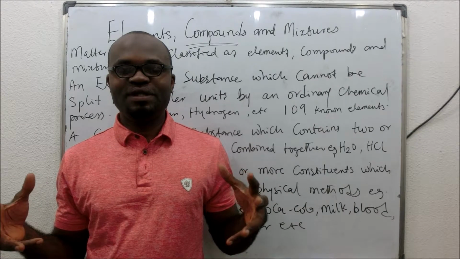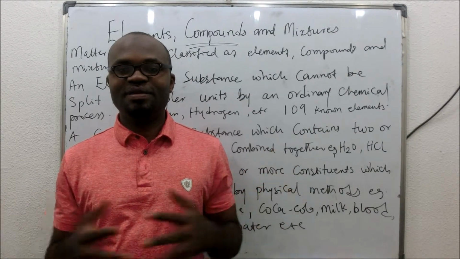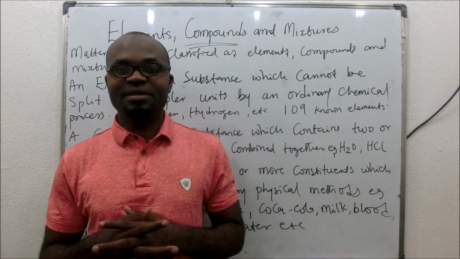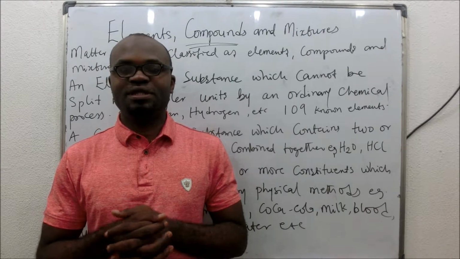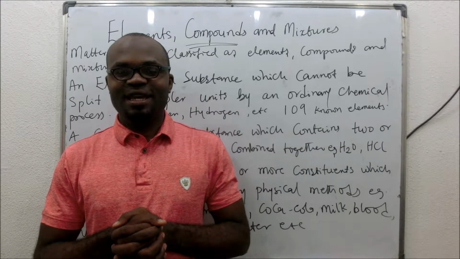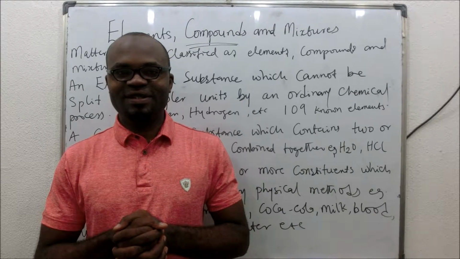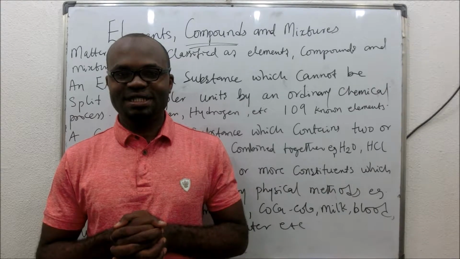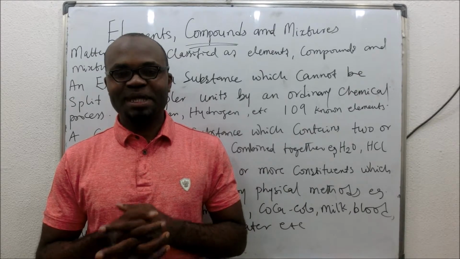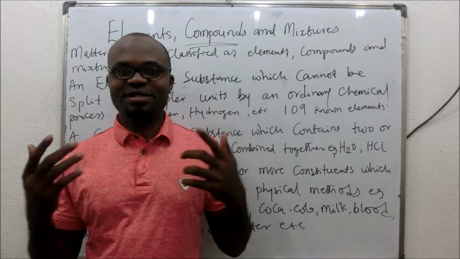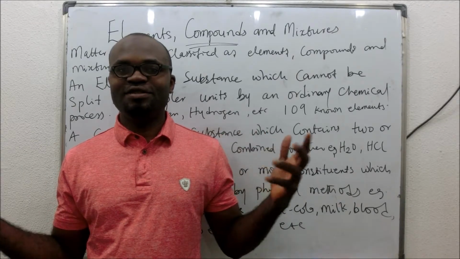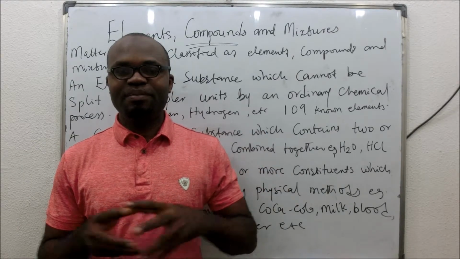A mixture consists of many substances that can be separated using physical processes or chemical processes as well. Examples of mixtures are blood, urine, the milk you take, the air that you breathe in, consisting of oxygen, nitrogen, and the rest of them, the blood.